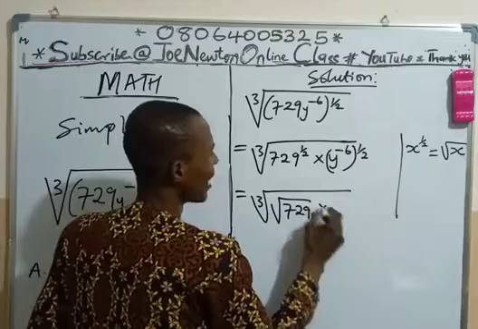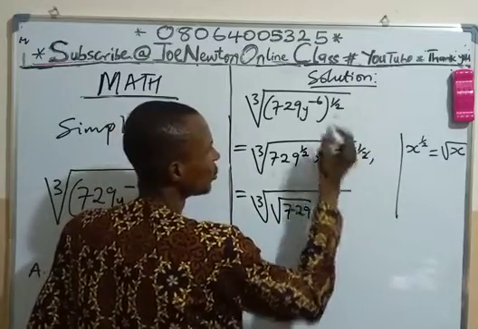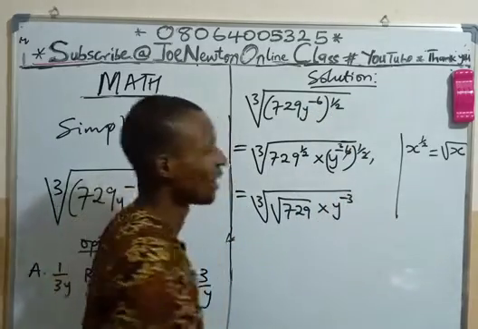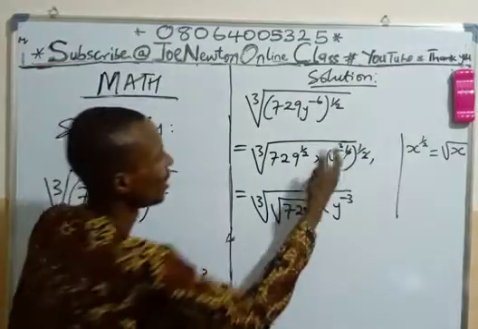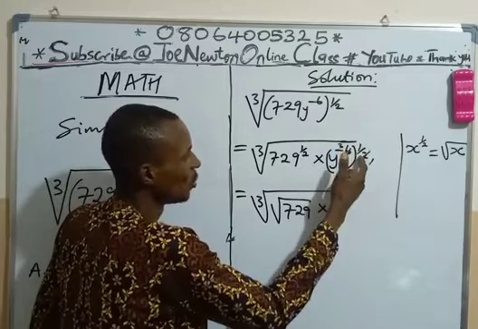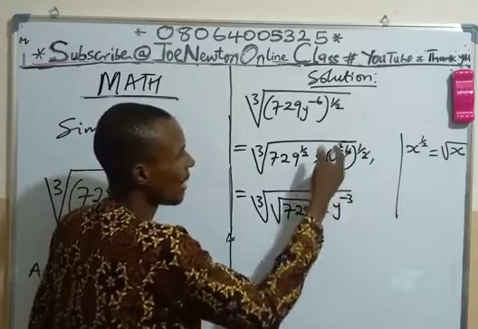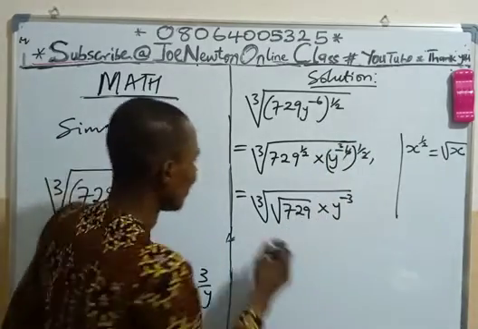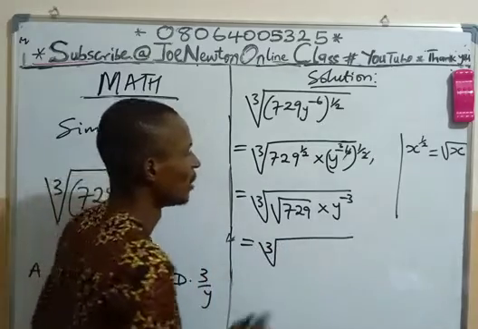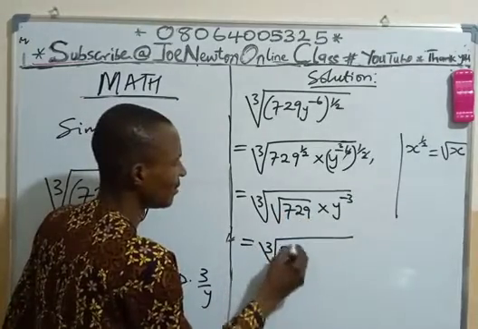Then times y raised to power minus 3, here we have 2 here, 2 here, we get 3. This is what we have here. Because this y raised to power minus 6 raised to power 1 over 2 means 2 divided into itself, 2 divided into 6, 3, so minus 3. Then that will give us cube root of square root of 729 is 27.